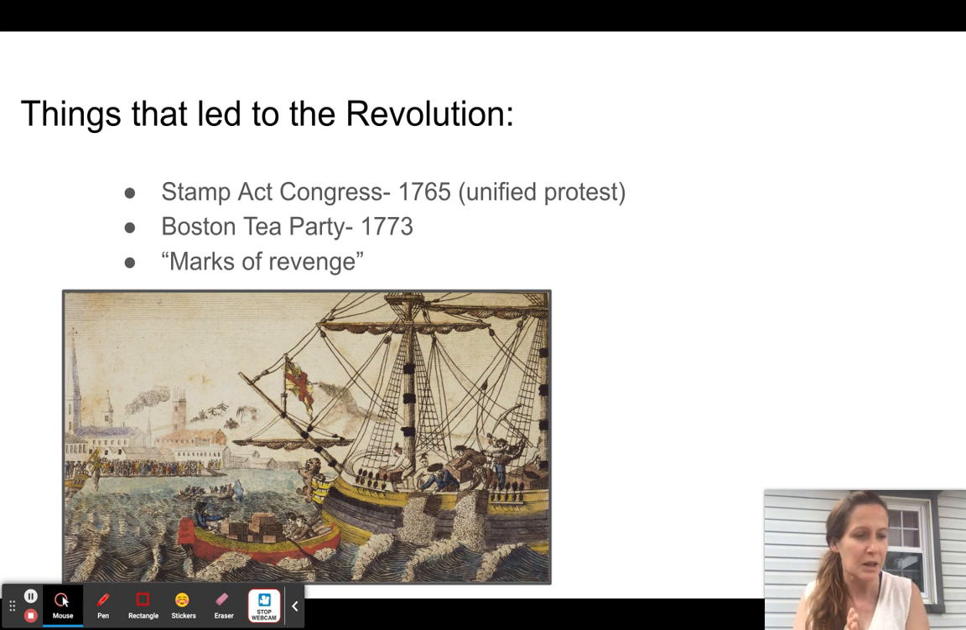is the Stamp Act Congress, which was the first time, of course, Ben Franklin tried it with the Albany Plan, but the first time that the different colonies agreed to send representatives to meet. And it was a unified protest against all the various forms of British taxation that they thought was unjust.